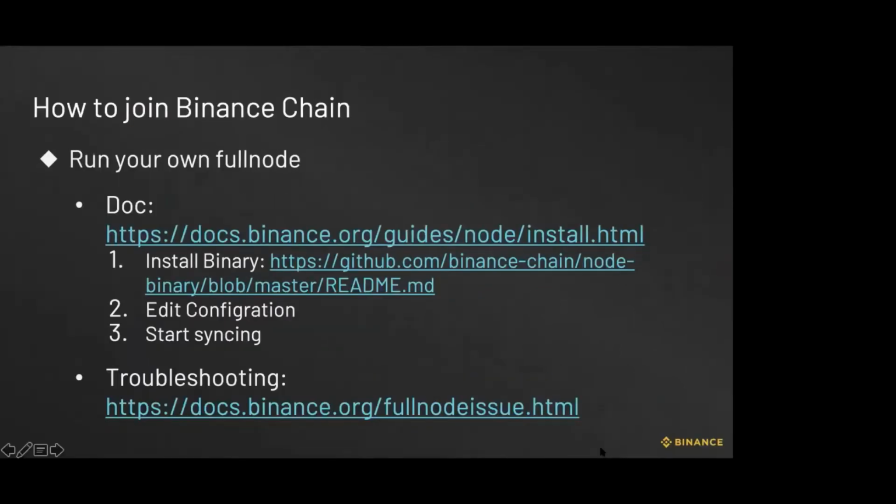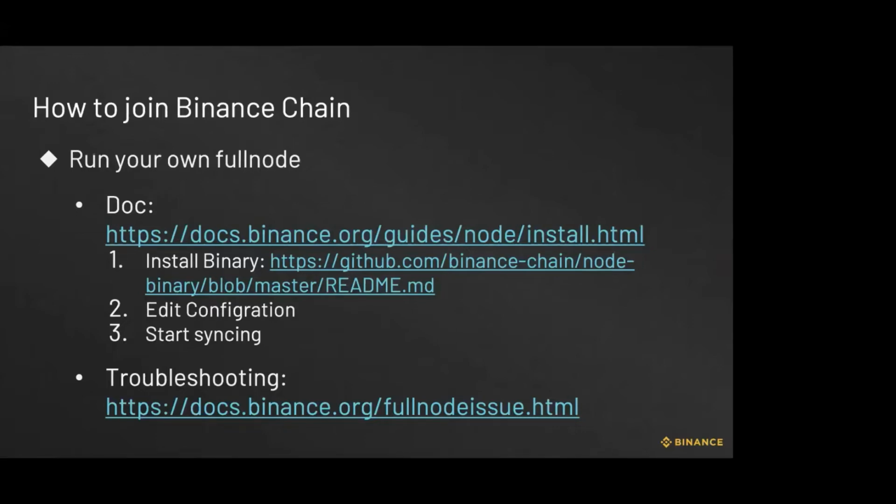Okay, so Binance. If you try to build a service on top of Binance Chain, you may want to run your own full node. The process is very straightforward. You can just follow the guideline from GitHub to download the full node binary first, then edit some configuration, and after that you will start syncing.